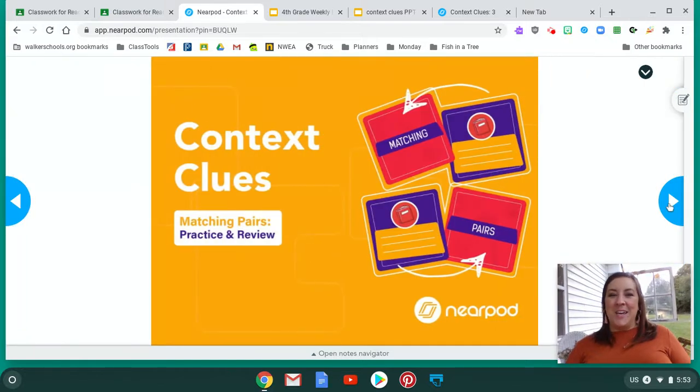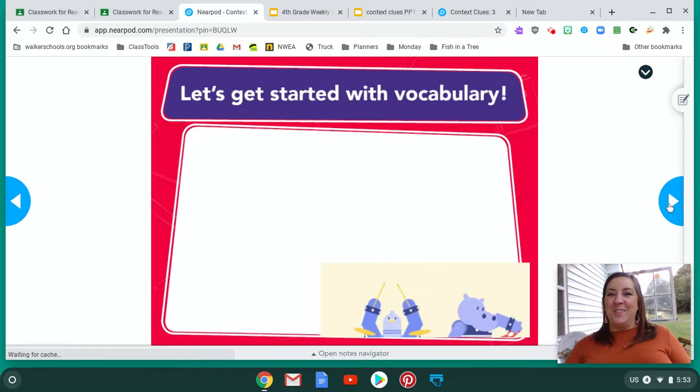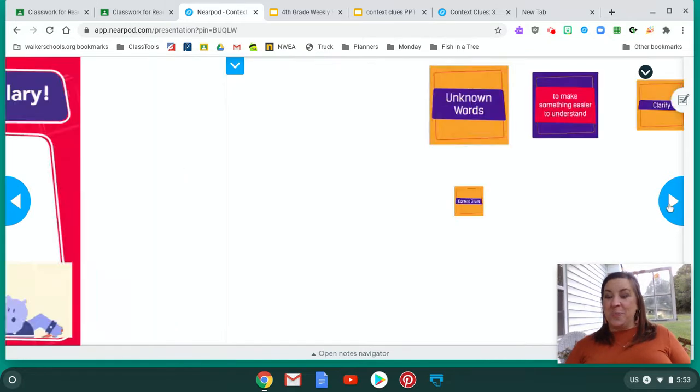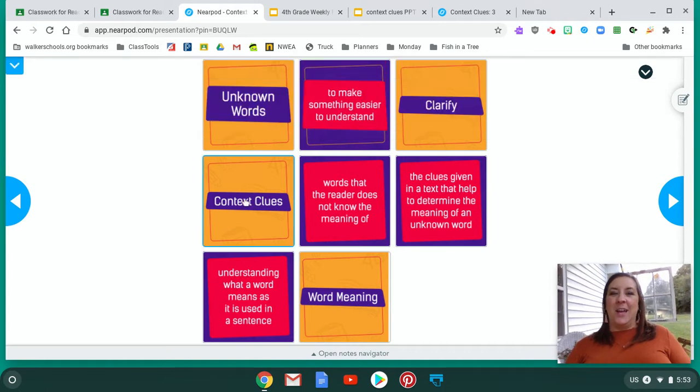Context clues. The first thing you're going to do is match up some context clues cards. You're going to put your knowledge to the test, completing these few fun activities that'll help you practice context clues. Let's get started. What you'll do is match up words and definitions that go together. For example, understanding what a word means as it's used in the sentence.